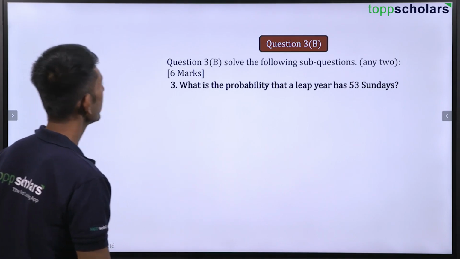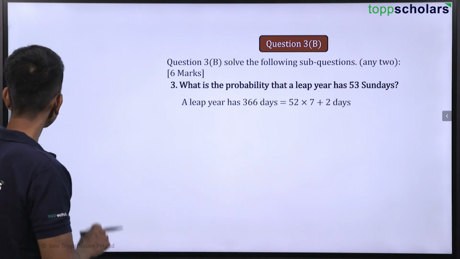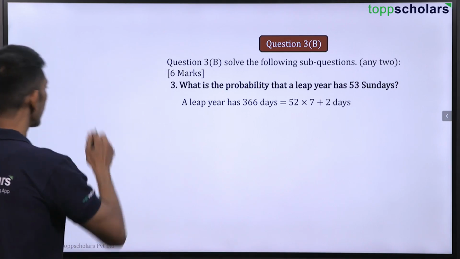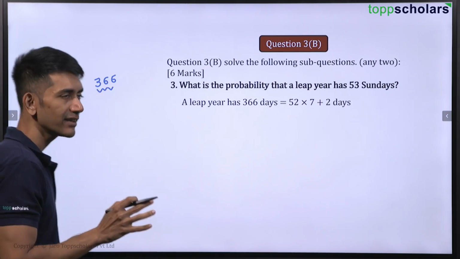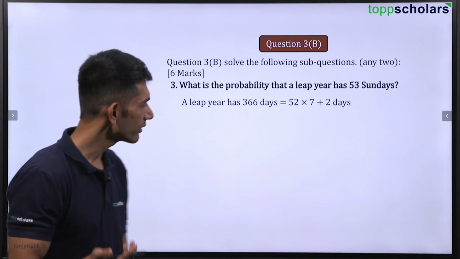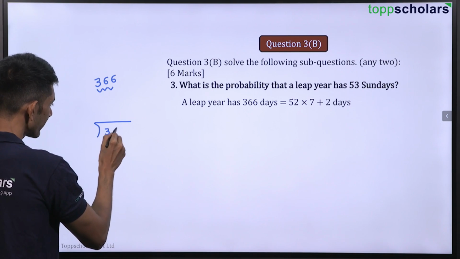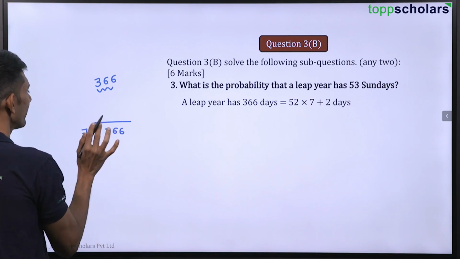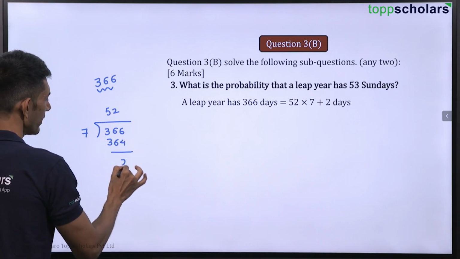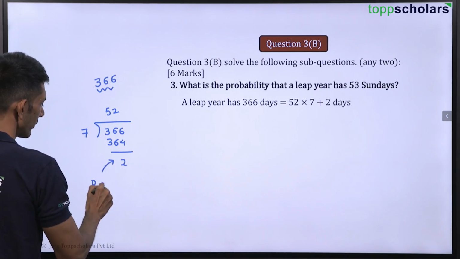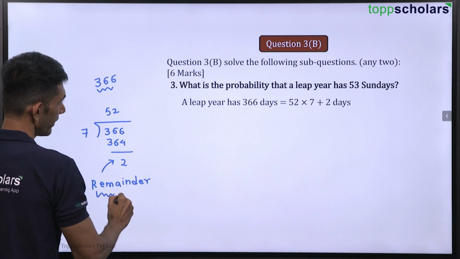Now this is a very interesting question. It says, what is the probability that a leap year has 53 Sundays? So firstly, let us try to understand a leap year. Leap year means it has 366 days. Now 366 days, we know that every year there are 52 weeks. But how do we come to know? Because see, if I divide 366 by 7 days in a week, here I get 52. This becomes 364 and the remainder is 2. So 2 is the remainder, right?